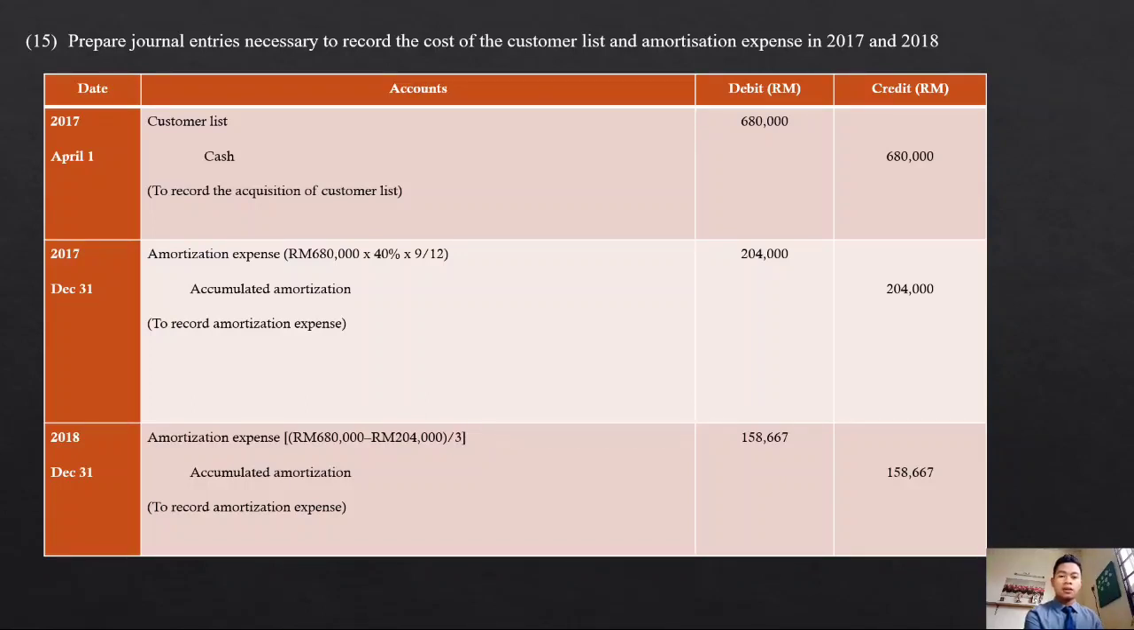And for 31 December 2018, we debit amortization expense, and the calculation is RM680,000 minus RM204,000, divided by 3, and the answer we got is 158,667, and we credit accumulated amortization 158,667. That's all for question 15. Thank you.